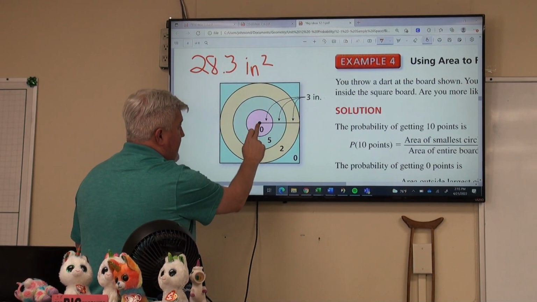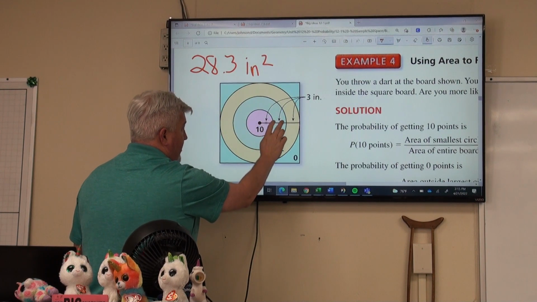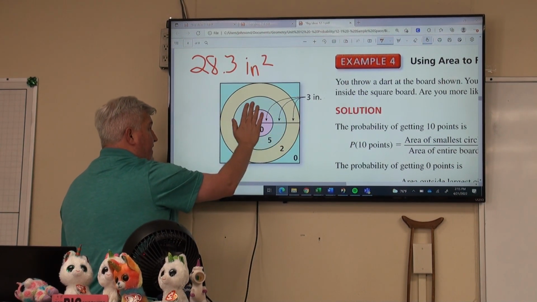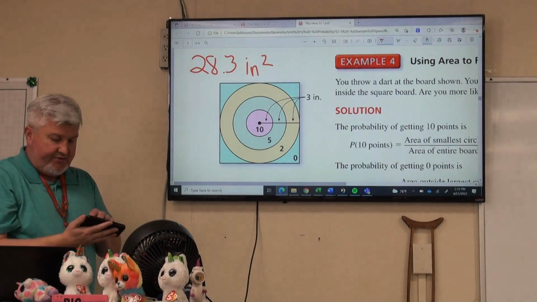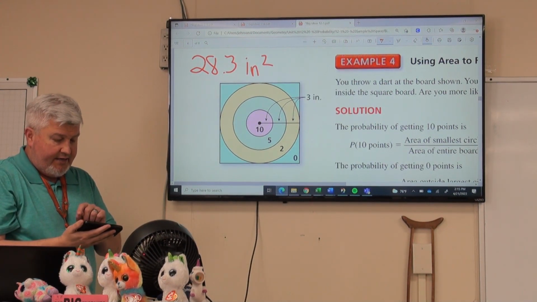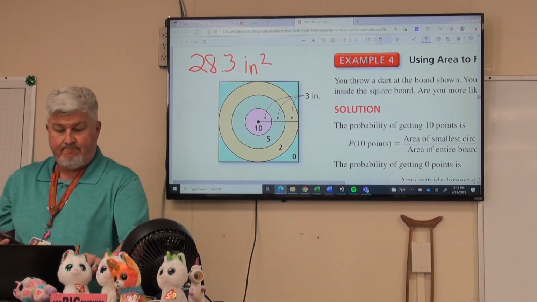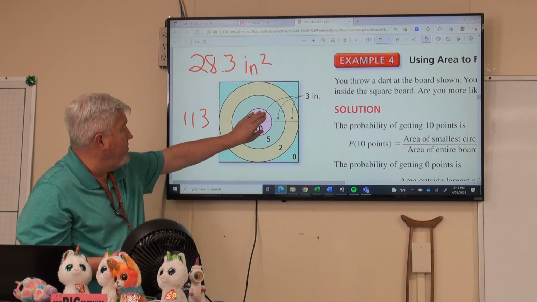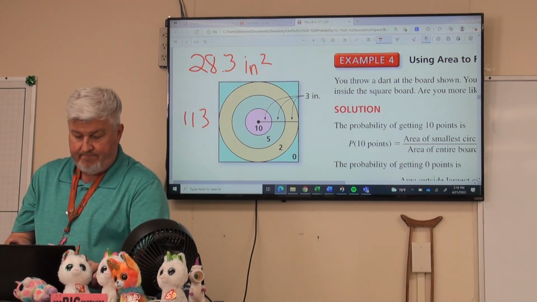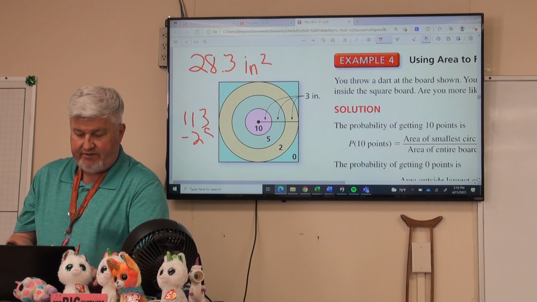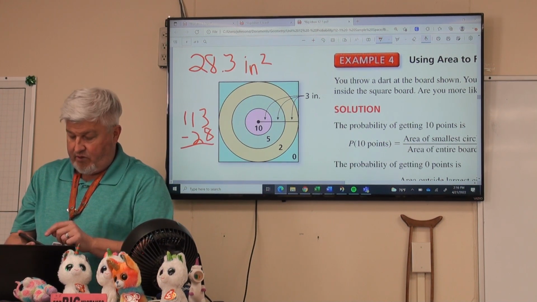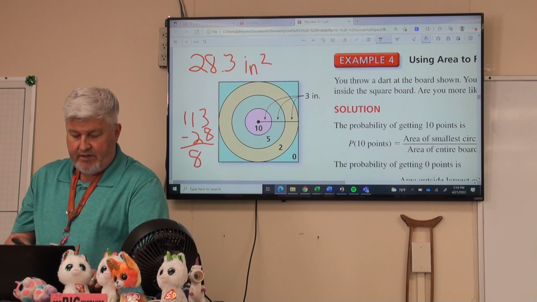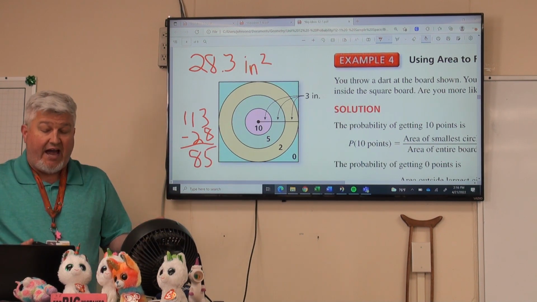So the radius going through the green is 3 plus 3, which is 6. That radius is 6. So I'm going to calculate the area of that middle-sized circle. So that's 36 times pi, and that is 113. And then I subtract out the area of the pink one, which we already know is 28.3. We'll just call it 28 because we don't need to be that precise. So 113 minus 28, and I get 85. So the area of the green zone is 85 square inches.